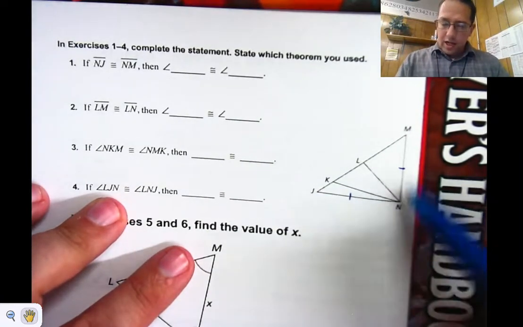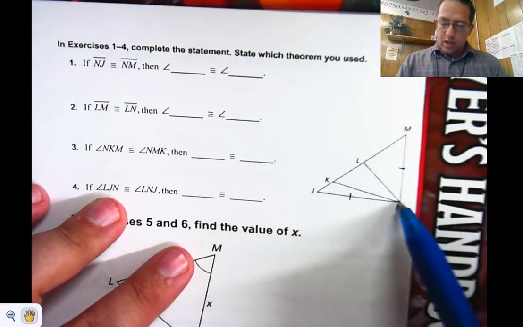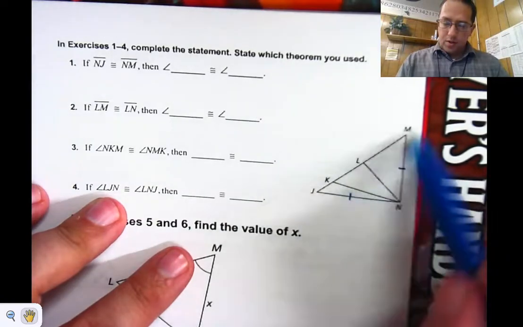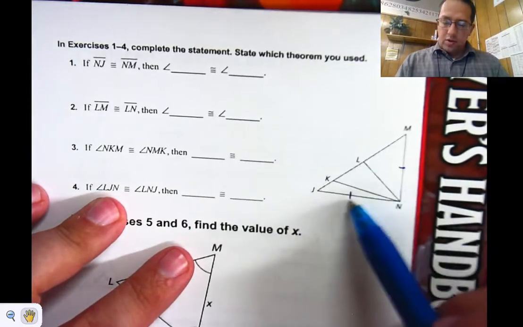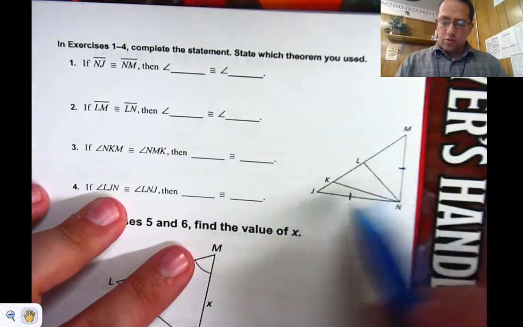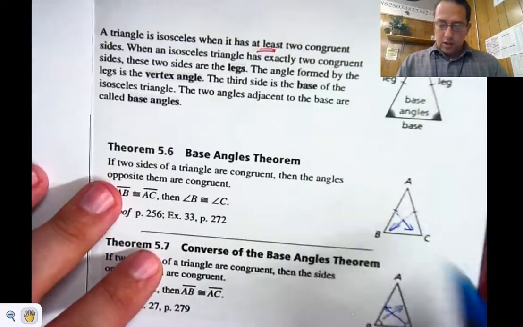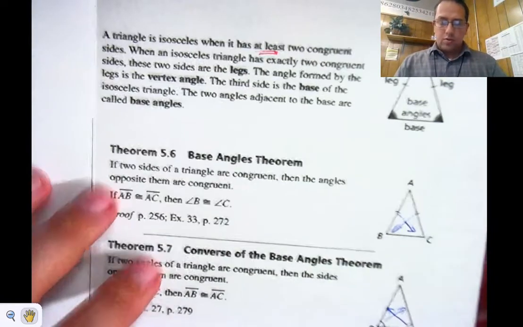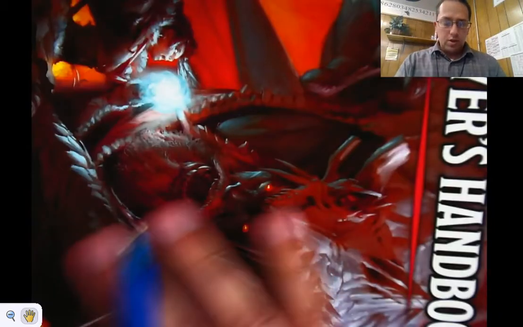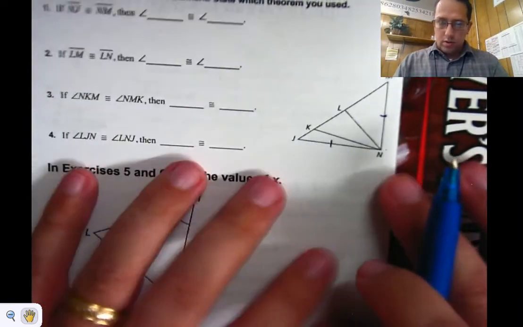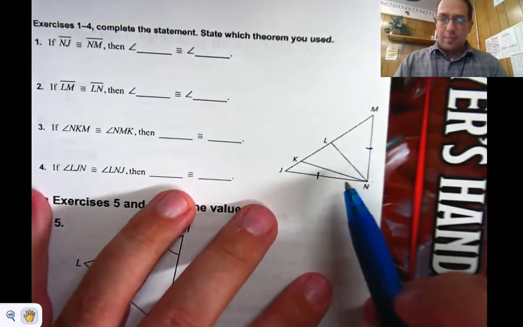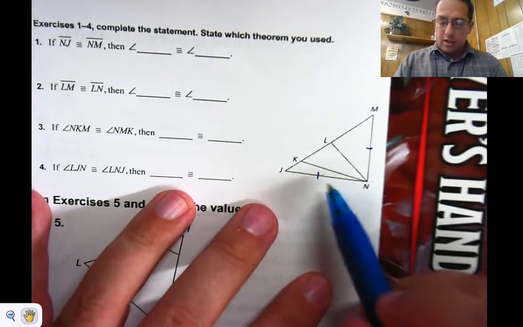Well, we have NJ and NM, so we're looking really at triangle NJM, all right? And we have two segments that are congruent, so two sides of the triangle are congruent, which means what? Well, if two sides of the triangle are congruent, then the angles opposite those two sides are going to be congruent. So, let's see where we go. These two sides are congruent, which means the angles opposite in this big triangle NJM are going to be congruent.